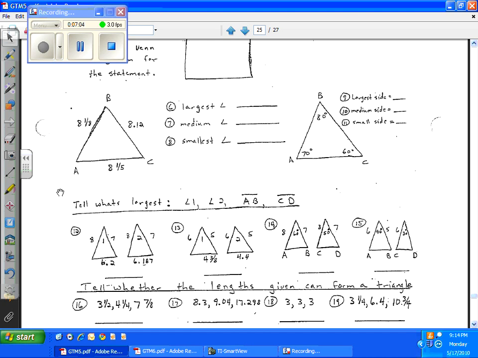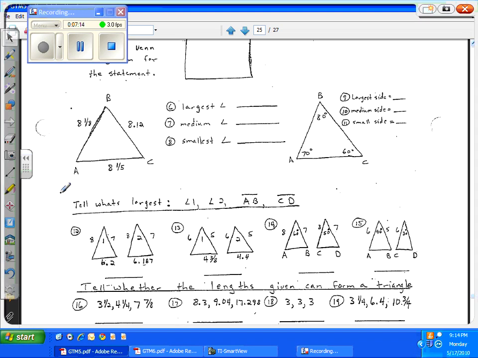The side opposite the medium-sized angle is the medium-sized side. And the side opposite the smallest angle is the smallest side. So we want to name the large, medium, and small side. And again, in this text, I'm making you learn fractions and decimals.